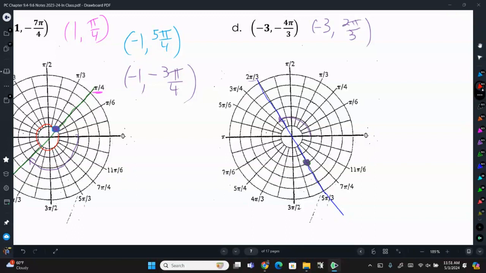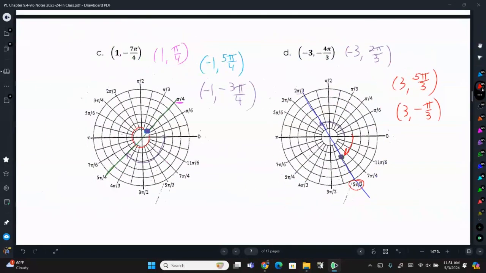Then we can deal with positive 3. So positive 3 comma 5 pi over 3 would get us that point, because we see 5 pi over 3 right there. All right, then we can do 3 and then negative pi over 3, because we can go in this direction pi over 3 units and land there.